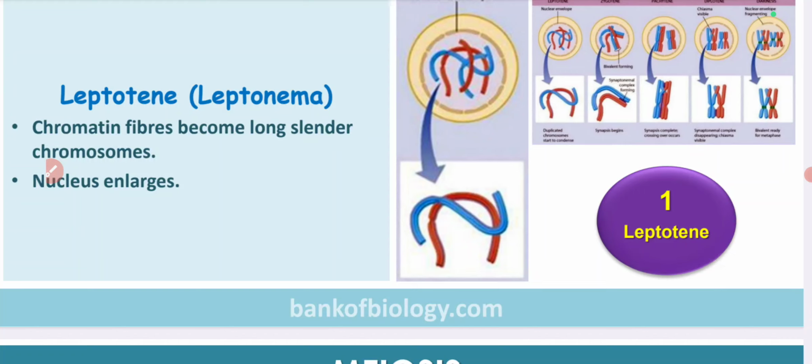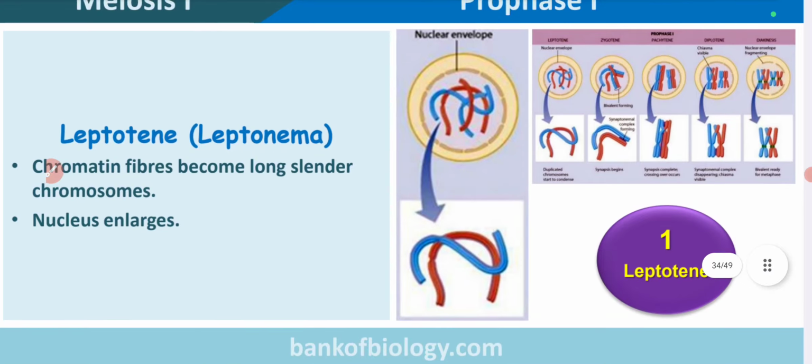In your NCERT, it is said that in the leptotene stage, the chromosomes become gradually visible under the light microscope. The compaction of chromosomes continues throughout leptotene. So the main point of leptotene is that chromatin fibers become long slender chromosomes and the nucleus enlarges. Okay, compaction of chromosomes. As you can see, the nuclear envelope and the compaction of chromosomes occur.